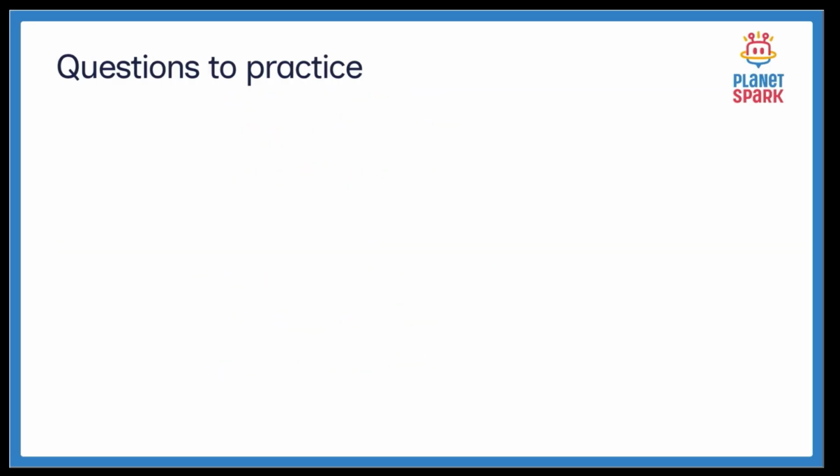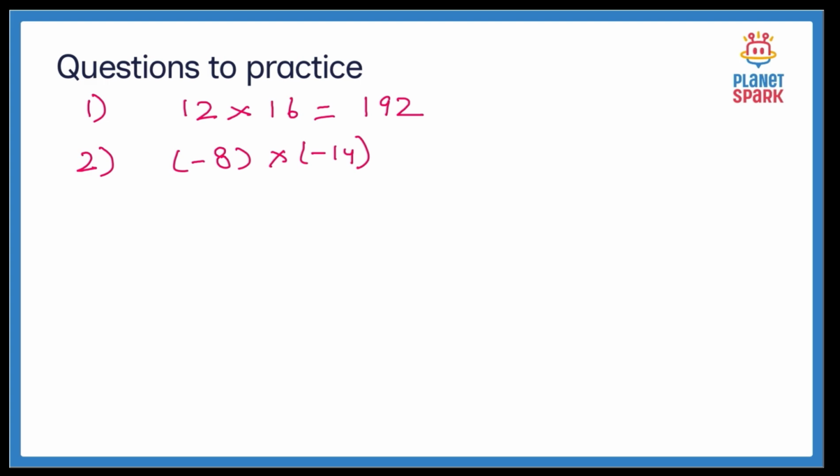Let's start a few questions to practice. We'll be practicing the questions based on multiplication now. My first question is 12 multiplied by 16. Both are positive, so my answer 192 would also be positive. Second question, minus 8 multiplied by minus 14. Now both are negative, so my answer, that is 112, will be positive because minus into minus again is plus.